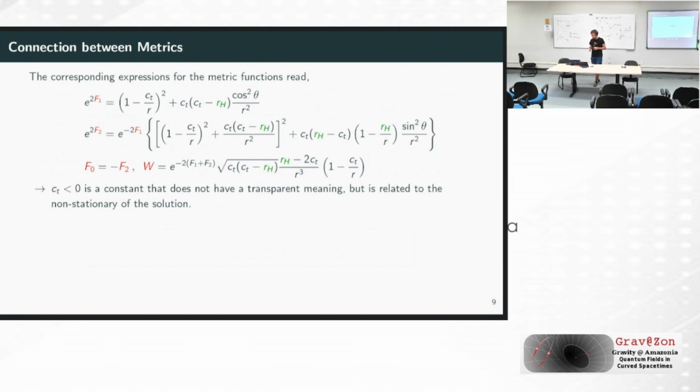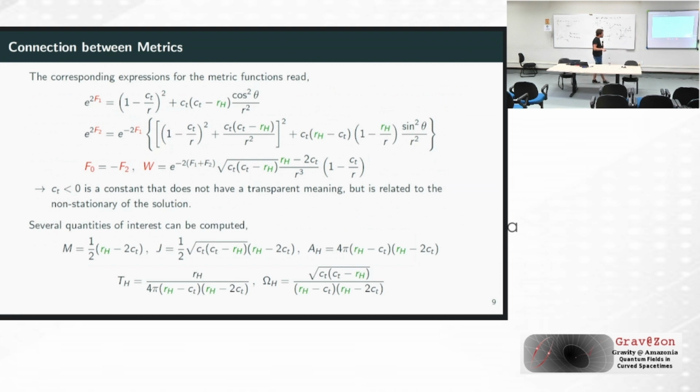It doesn't have a transparent meaning, but at least you can say that it is related to the rotation of the solution. Because if you compute the mass, the angular momentum, and other quantities with these expressions, you see that if CT is 0, J goes to 0, as well as the horizon angular velocity. So at least that we know. Beyond that, it's a bit difficult to understand exactly what this CT is. But basically, what this means is that if you want to write the Kerr metric in this ansatz metric, you just have to use these expressions.